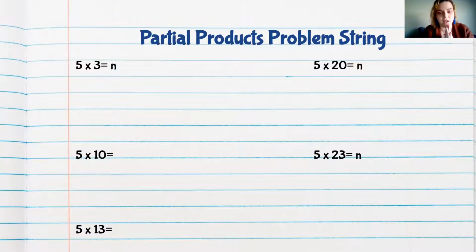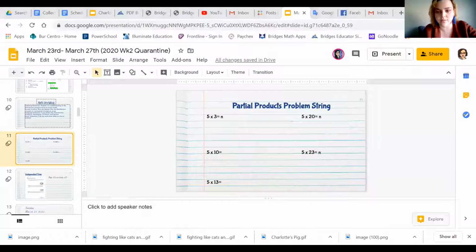All right, so I am going to copy this partial products problem string into my Smart Notebook so I can write on it. So one second as I do that. I'm going to stop sharing this so that you guys can see the other screen. One second, where is it? Oh, here it is, okay.